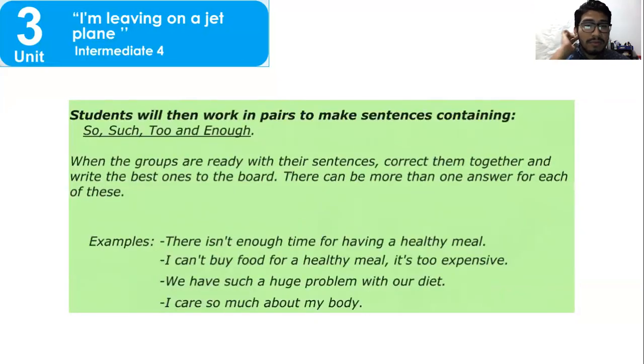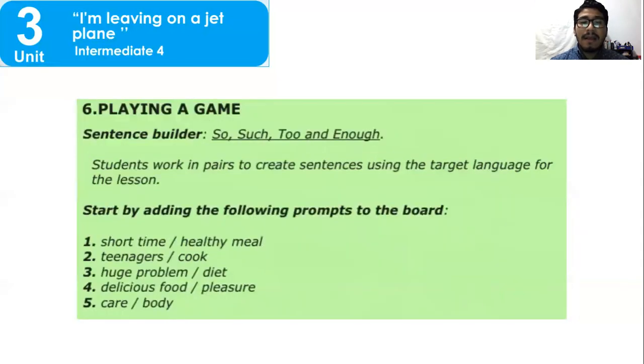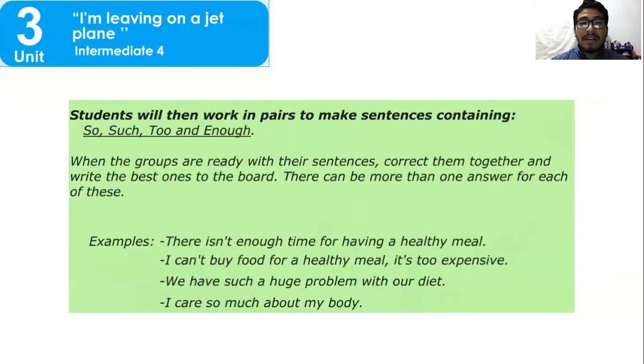It says when the group is ready with their sentences, correct them together and write the best ones on the board. There can be more than one answer for each. These four sentences are the examples. What you have to do is create sentences with this information: short time, healthy meal, teenagers, cook, huge problem, diet, delicious food, pleasure, care, and body. It's similar to here.